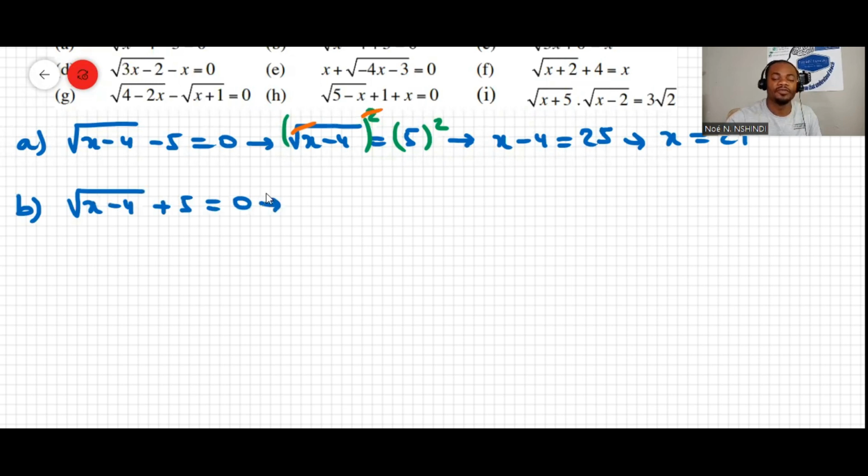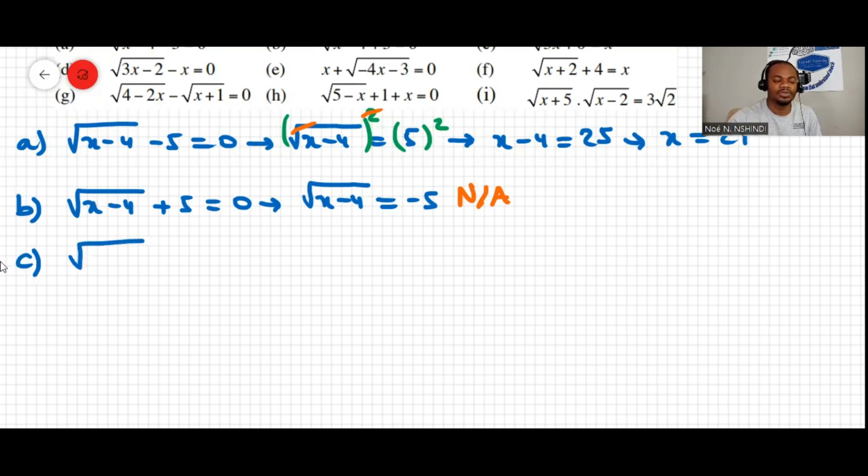Now, question B says that square root of x minus 4 plus 5 equal to 0. Over here, if we move the 5 over, that makes a square root of x minus 4 equal to -5. Now, we cannot continue here because this would not generate a negative answer, because the value of x minus 4 must be a positive number, for which the square root will also be positive. So then we say not applicable.